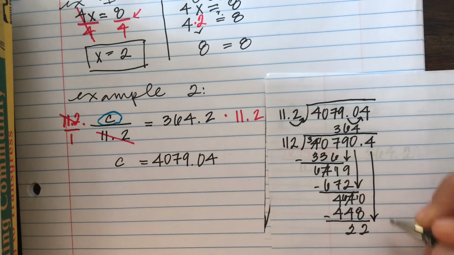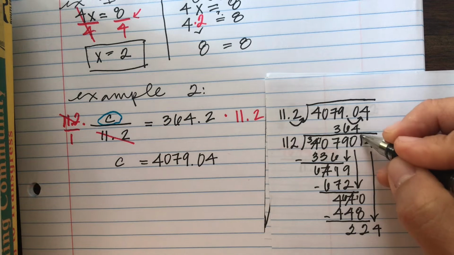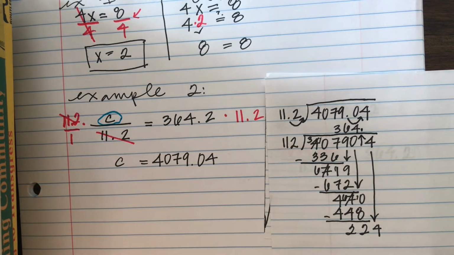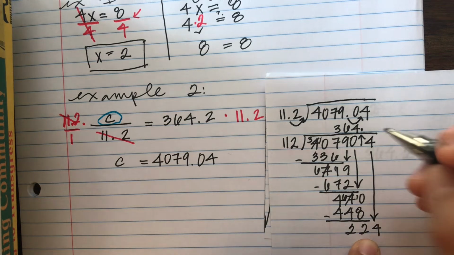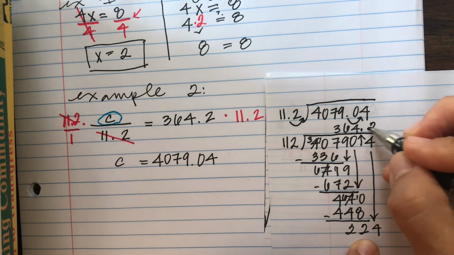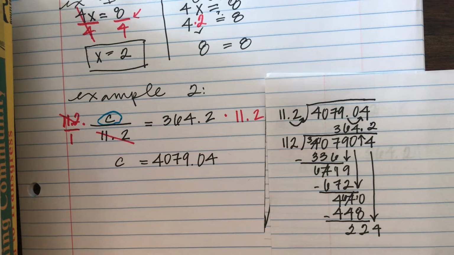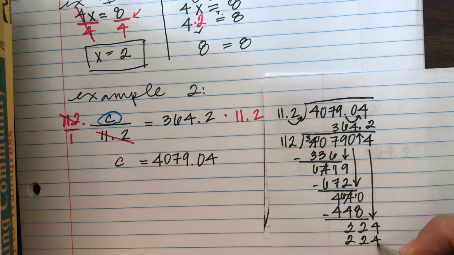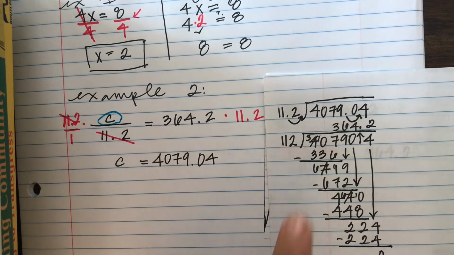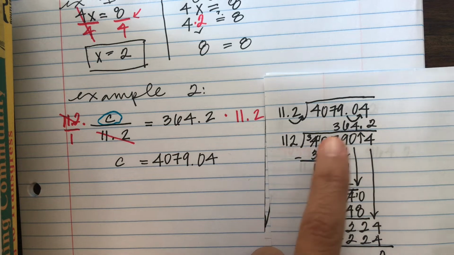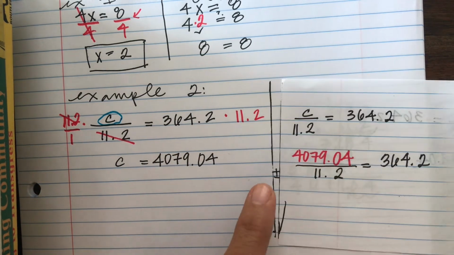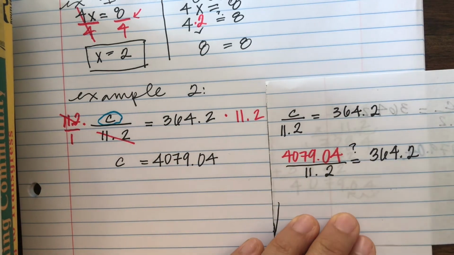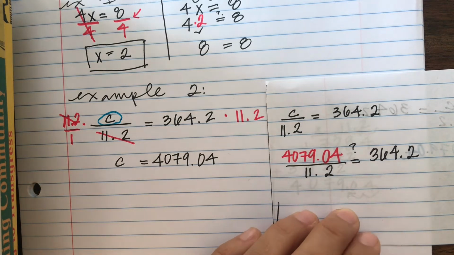Okay, so I bring down my 4, bring up my decimal. 112 goes into 224 exactly 2 times. Is that correct? 112 times 2, it's 224. Perfect. So I've got no remainder, and I got 364.2, which is what I was aiming for here. Is my answer correct? Yes, it is.